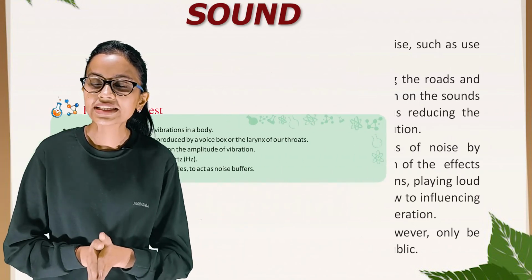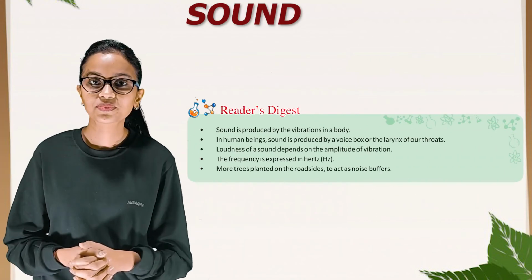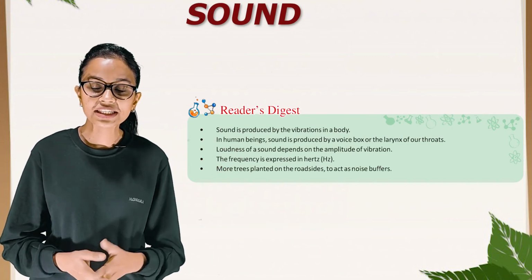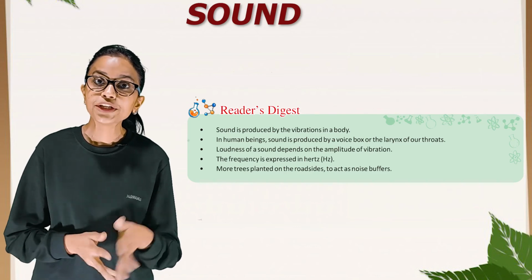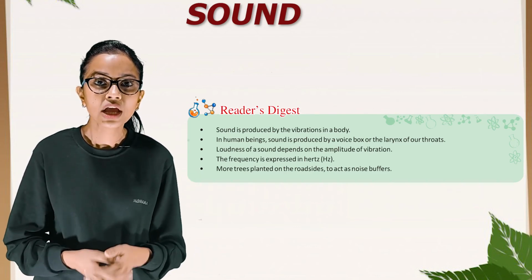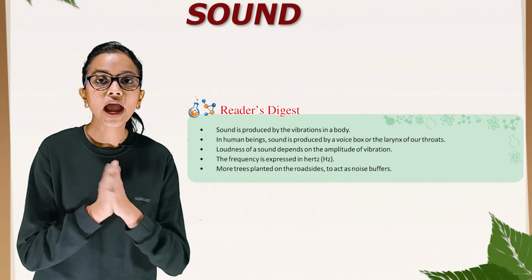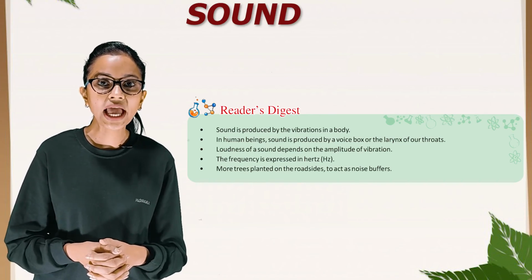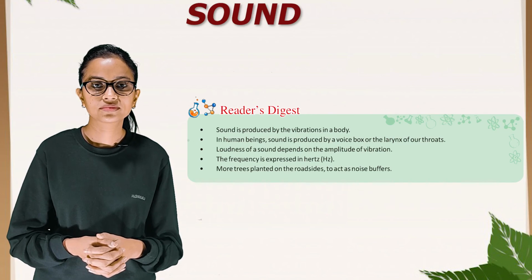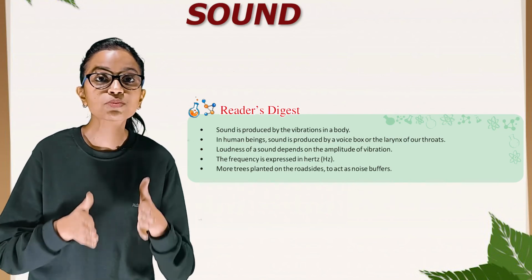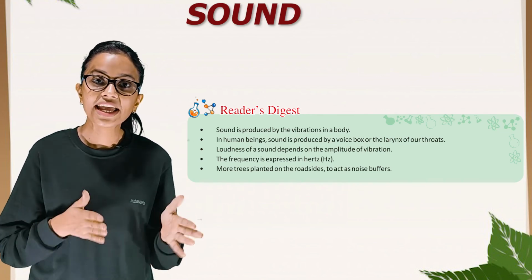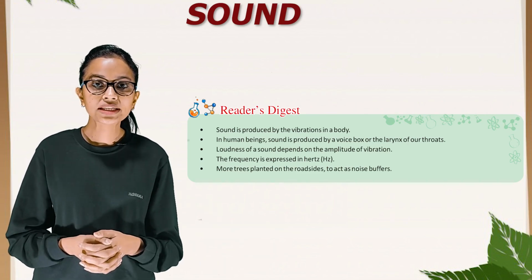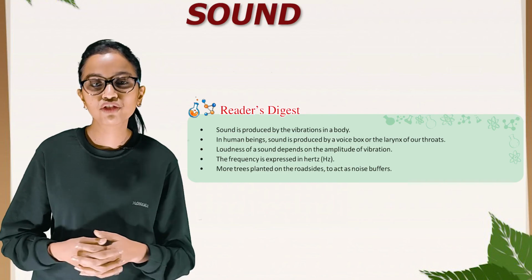So students, it's time for Reader's Digest. Sound is produced by the vibrations in a body. In human beings, sound is produced by the voice box or the larynx of our throats. Loudness of a sound depends on the amplitude of vibration. The frequency is expressed in Hertz, that is Hz. More trees should be planted on the roadsides to act as noise buffers.